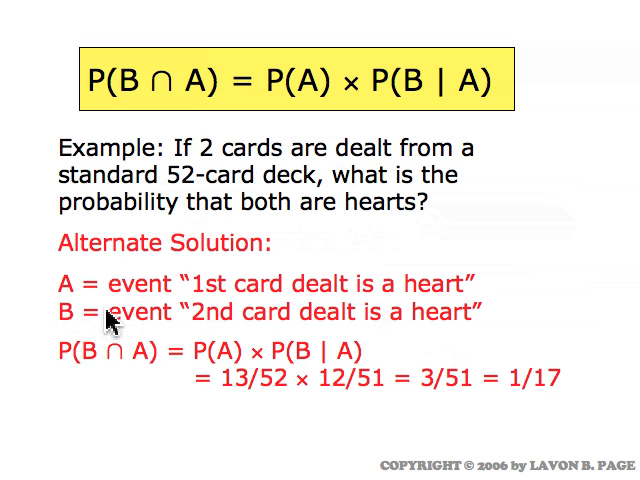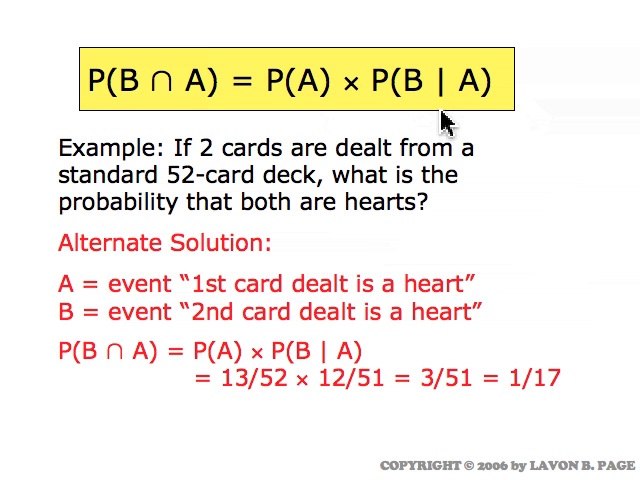In terms of these 2 events, B intersect A says what? B intersect A would be all the cases where the first card is a heart and the second card is a heart, which is simply cases where both cards are hearts, right? So probability of B intersect A is asking what's the probability that both cards are hearts. And remember, we know what the answer is because we just looked at the problem a different way. This equation tells us that we can determine that by multiplying these 2 numbers, the probability of A times the conditional probability of B given A.